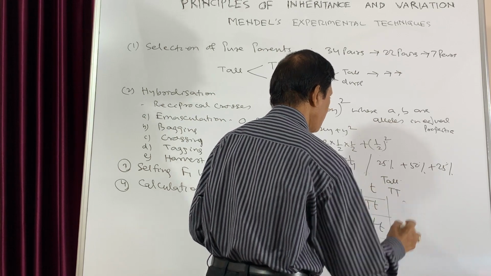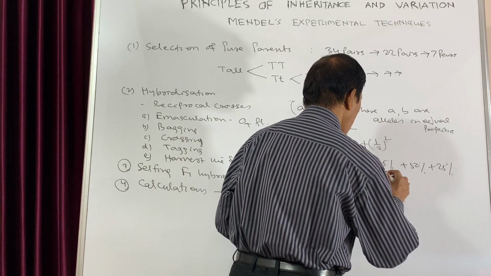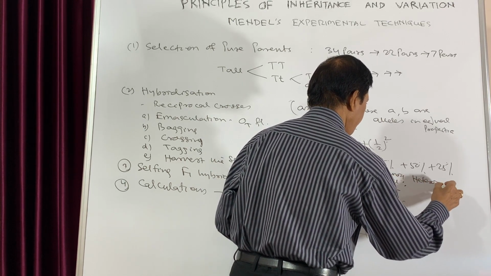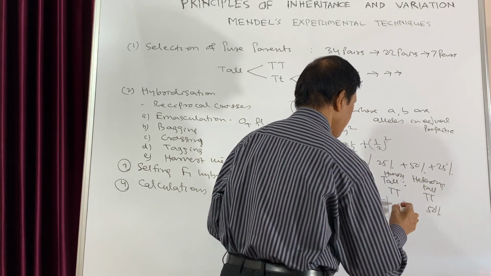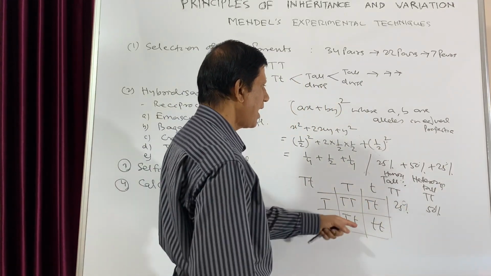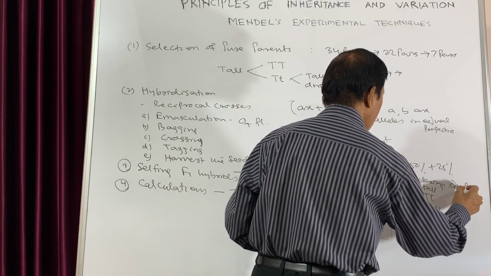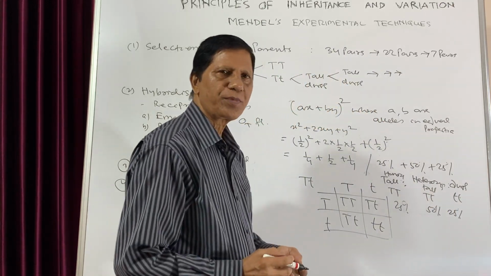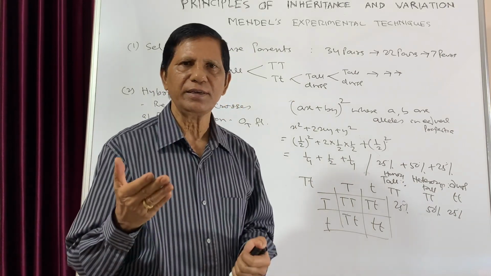So you see, the tall plant is coming in 25%, but this is homozygous tall. Then this is heterozygous tall, capital T, small t. They are coming in 50%, because out of 4, 2 are there. And this 25% is homozygous dwarf, small t, small t. This is also 25%. So he applied these calculations to his experiments.